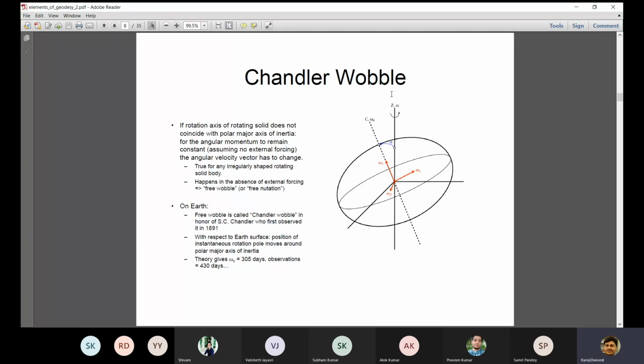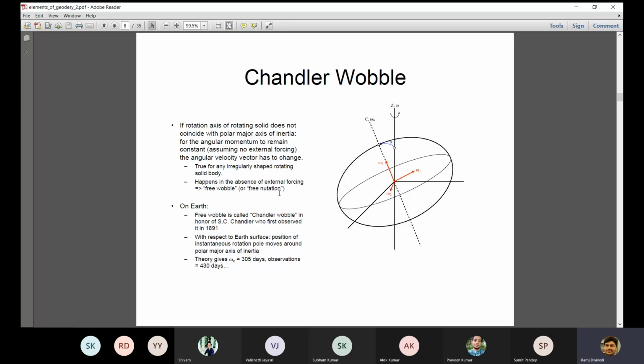Please remember from your basic physics, you can correlate with many of the topics. Instantaneous means at any time t equal to t1. The rotation pole means the z-axis which we are talking about, around the polar major axis of inertia. For the angular momentum to remain constant, the rotation has to be with respect to this axis, but that is not the actual case. It is moving around that particular axis because of the wobble.